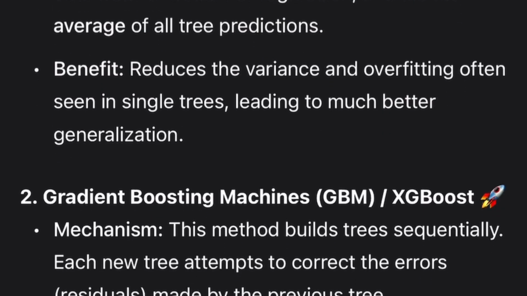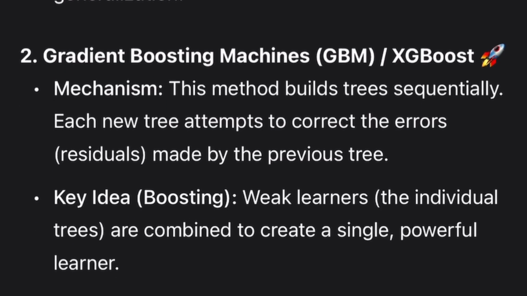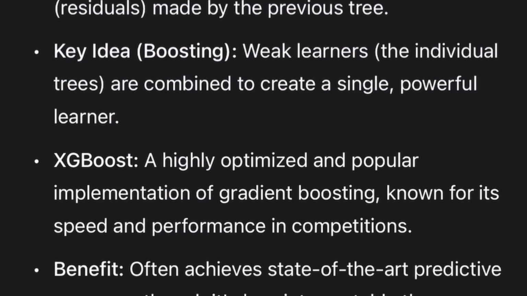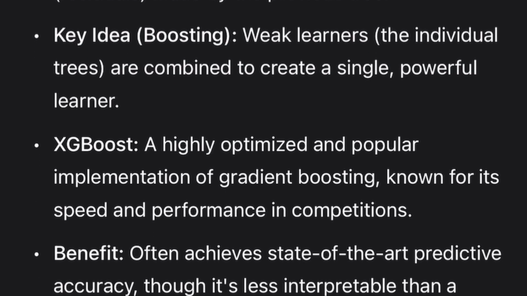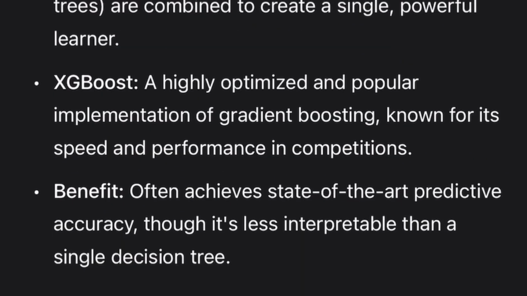2. Gradient boosting machines, GBM, such as XGBoost. Mechanism. This method builds trees sequentially. Each new tree attempts to correct the errors, residuals, made by the previous tree. Key idea. Boosting. Weak learners, the individual trees, are combined to create a single powerful learner. XGBoost, a highly optimized and popular implementation of gradient boosting, known for its speed and performance in competitions. Benefit. Often achieves state-of-the-art predictive accuracy, though it's less interpretable than a single decision tree.